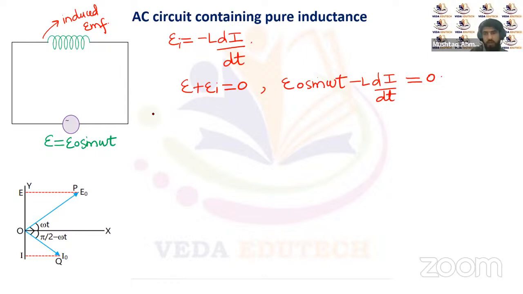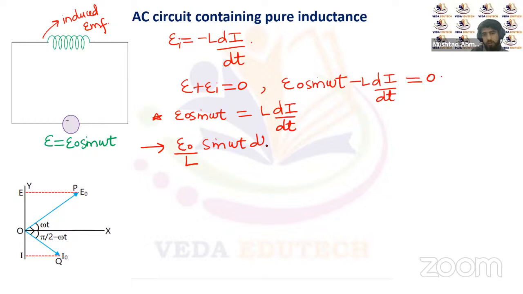Now you can see here, if we take this E naught sine omega t on the LHS and L di by dt on the RHS, now we can integrate it. So it will be E naught upon L sine omega t dt on the LHS, and on the RHS we will have di. Now we can integrate it on both sides from 0 to t.